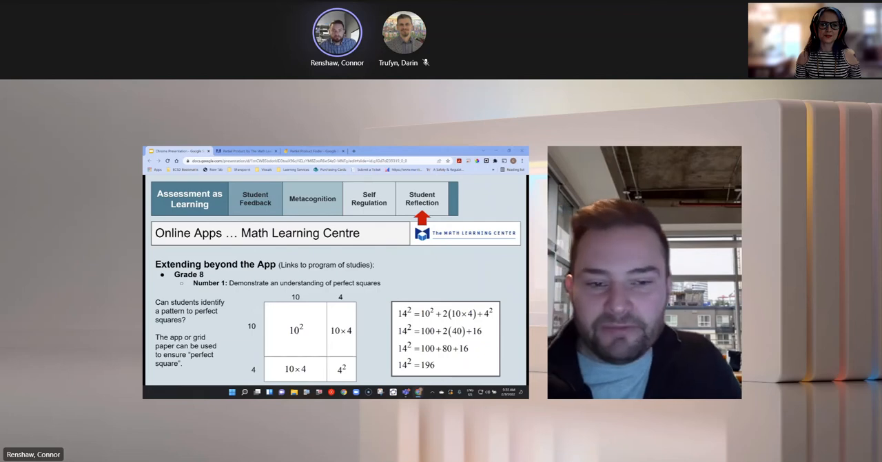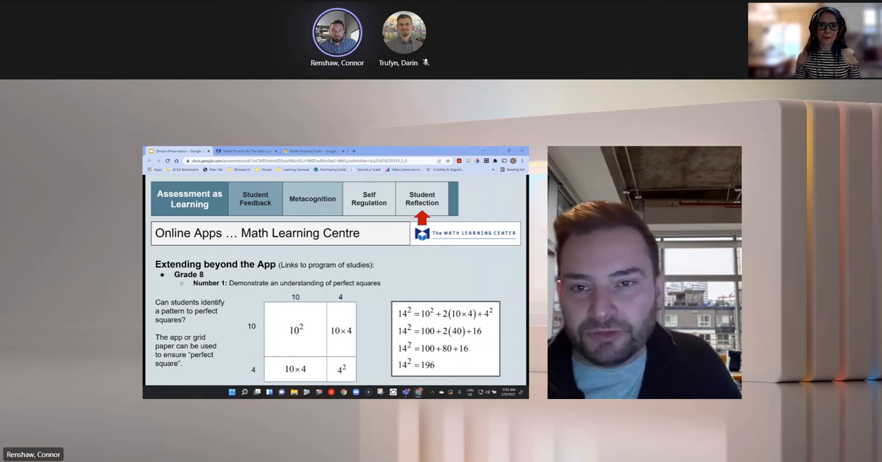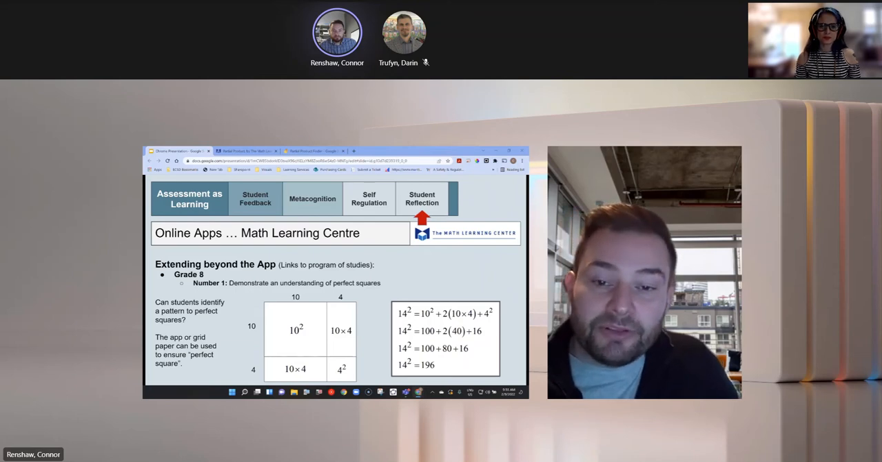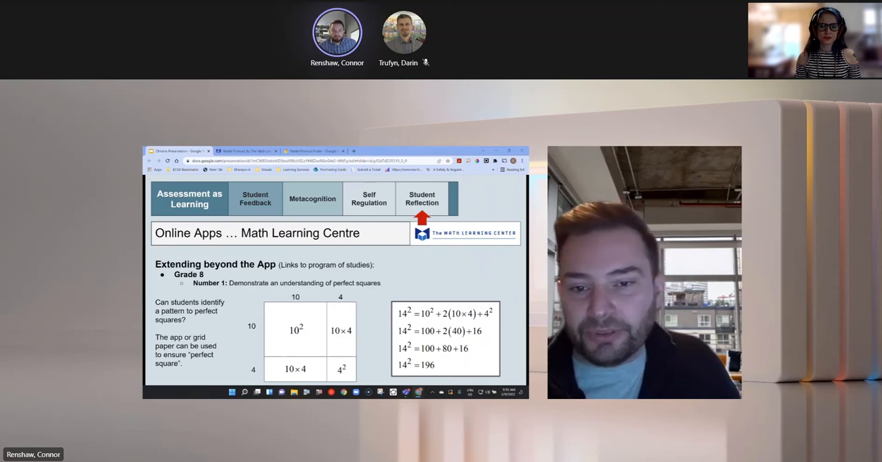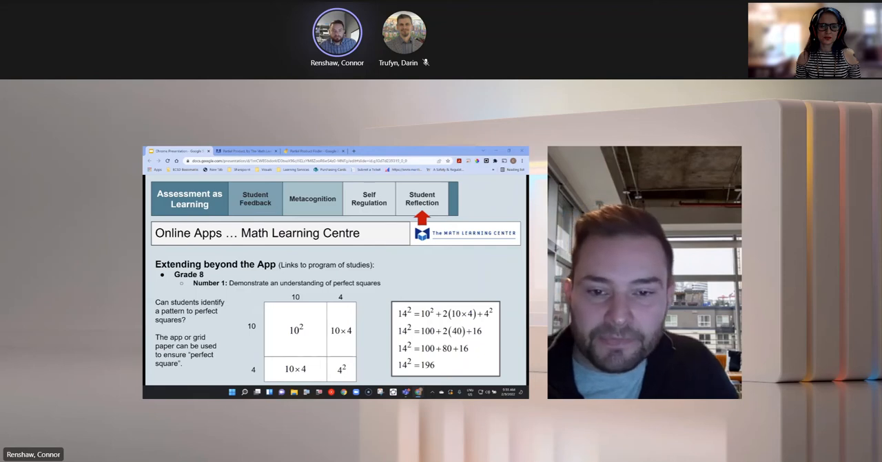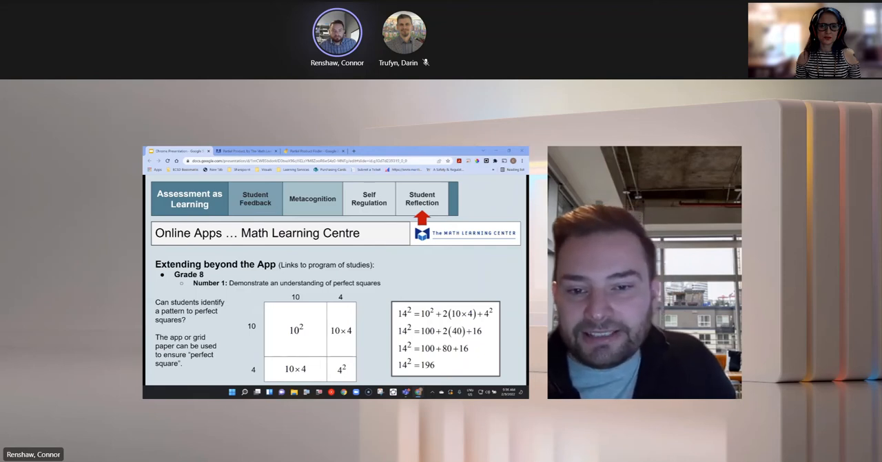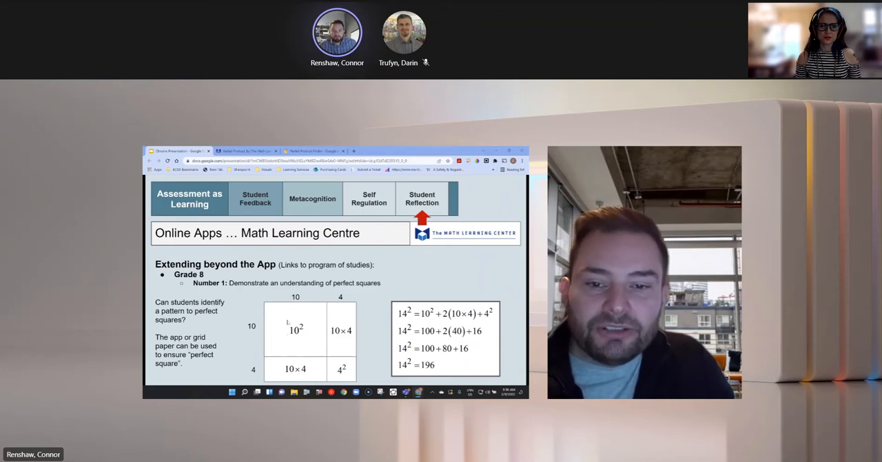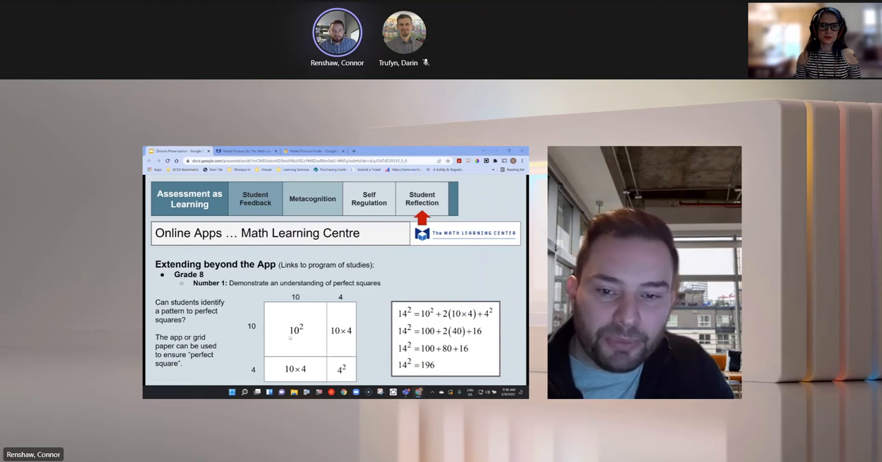Often we have students that have memorized perfect squares up to 12 times 12, knowing that that's 144. But if we start looking at some of the larger perfect squares, the first example I took here is 14 squared. If you notice in the conceptual model, we have some patterns that start to develop. If we look at 14 as 10 plus 4 and 14 as 10 plus 4, we're always going to get a perfect square in the top left here. In the bottom left, we also get a perfect square of 4 times 4.